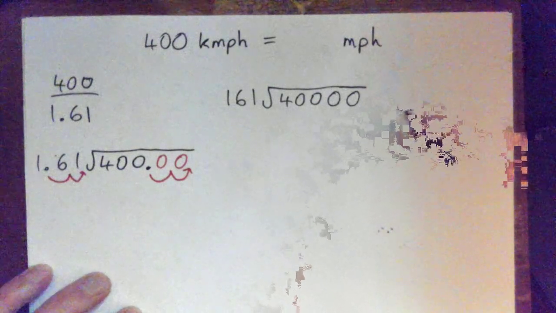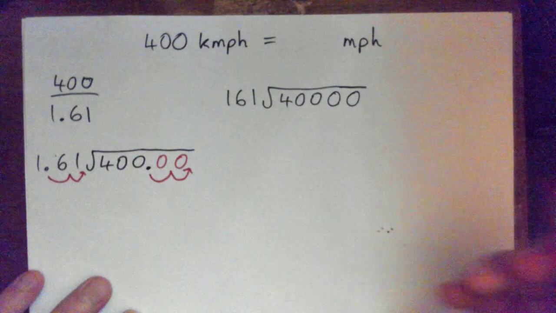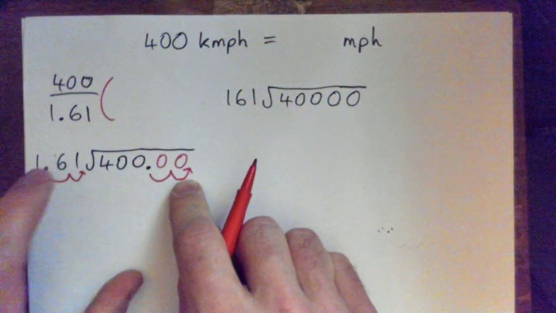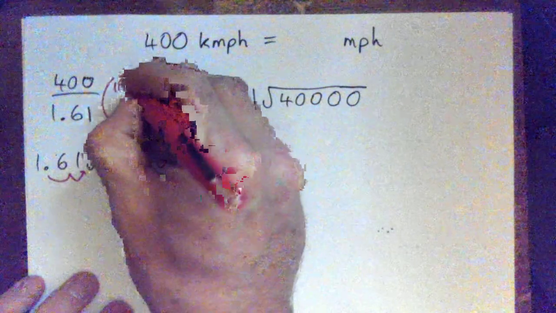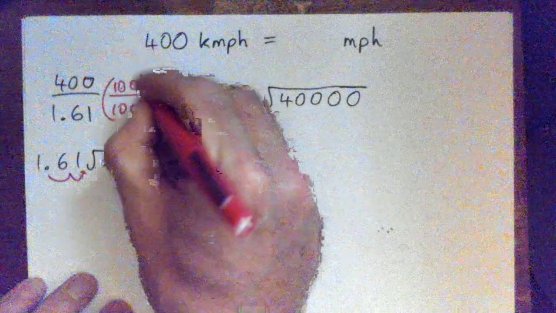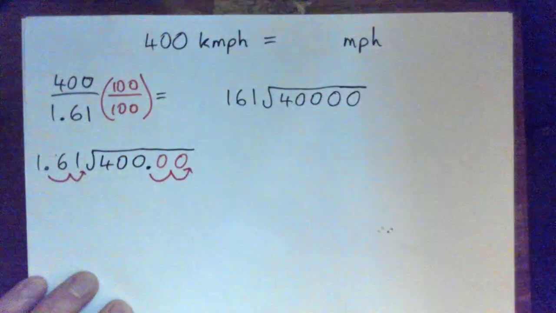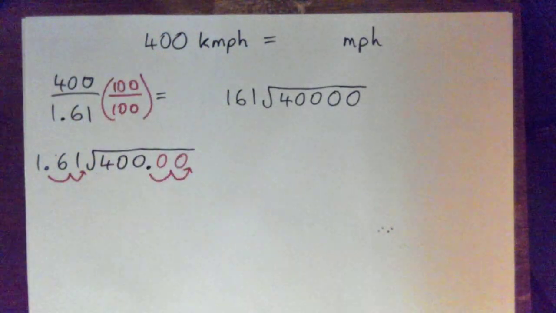And what we've actually done, and I can't help a teaching moment, is we didn't do hocus pocus magic. What we did was we multiplied the top and bottom by 100, right? That's actually what we did. So anybody watching from home, I'd love if you could write this down: 400 over 1.61, multiply that by 100 over 100 and see what you get.